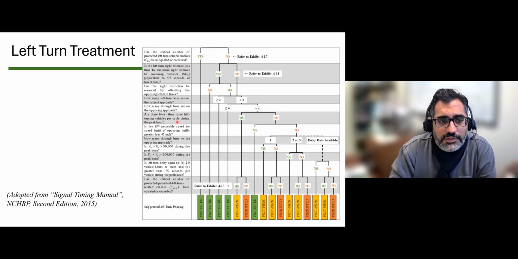So the volume of the left turns, 85th percentile speed. Speed is always a very important determinant when we're talking about different parts of traffic signal timing or phasing. How many through lanes on the opposing approach? What is the cross product of left turn and opposing volume? Left turn delay here, and the critical number of protected permitted left turn related crashes.